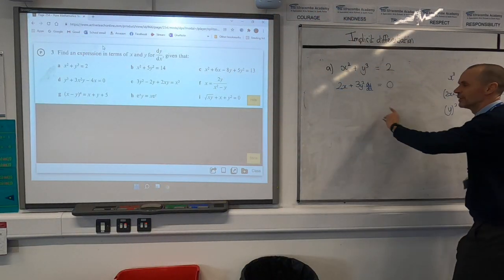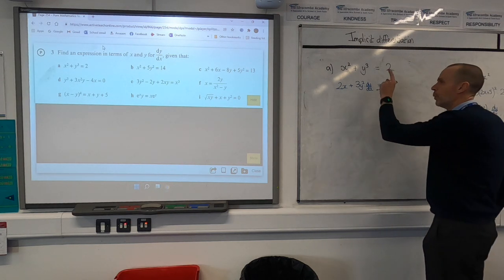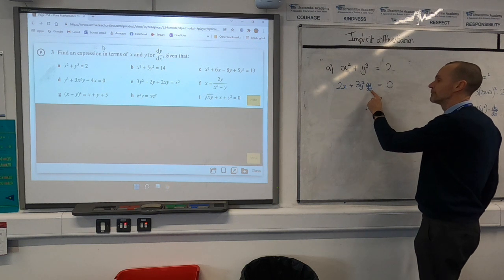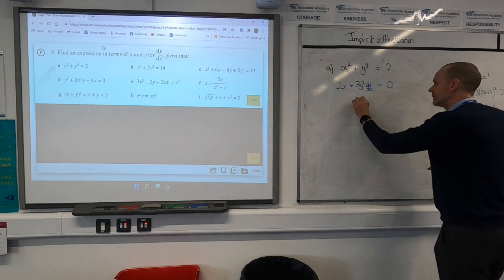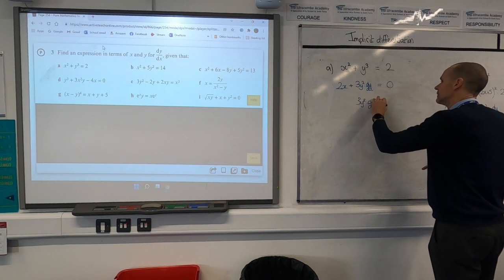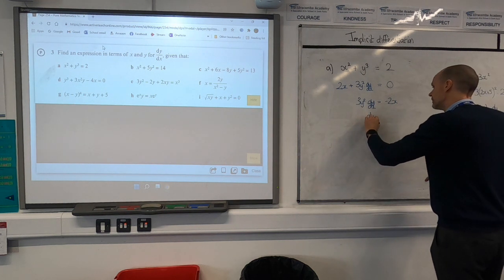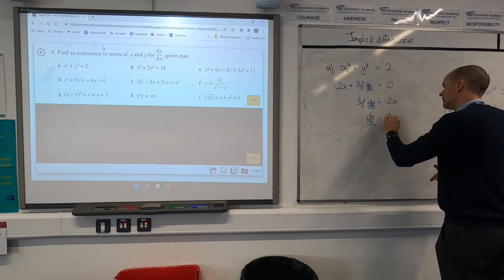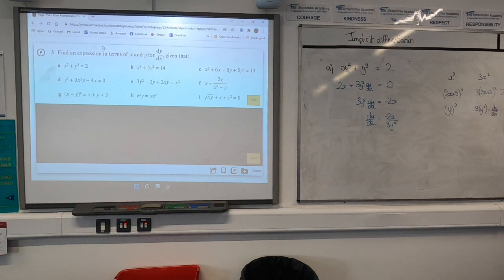The rule is simple. X terms differentiate as normal, constant terms differentiate as normal, y terms differentiate them as if they were x, but then multiply by dy by dx. Now, I still haven't got an expression for dy by dx, so I've got to do a bit of algebra now. Taking 2x from both sides. Divided both sides by 3y.